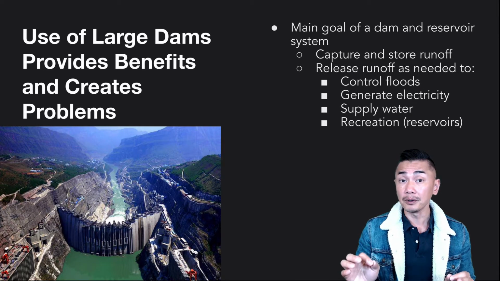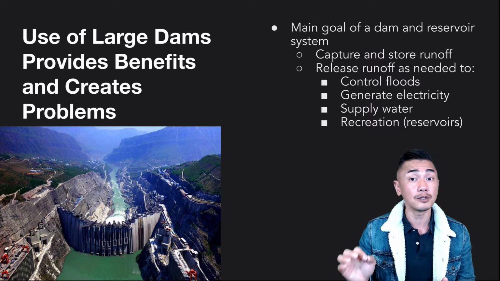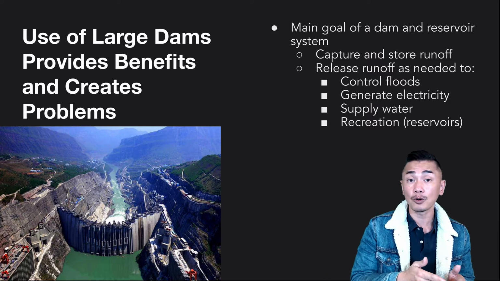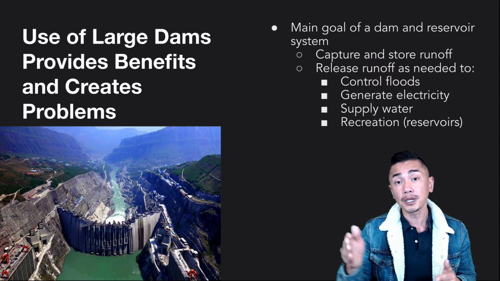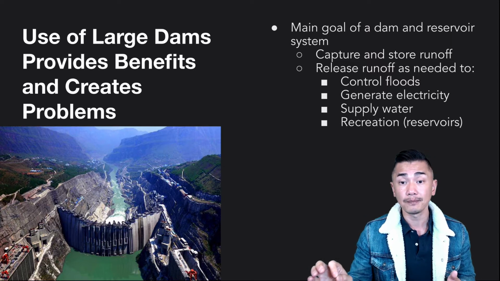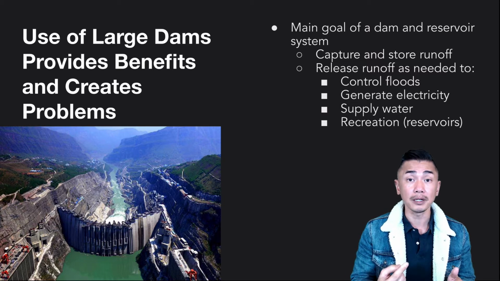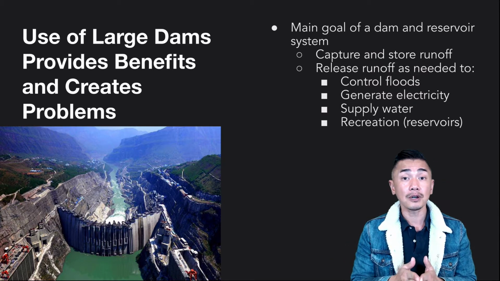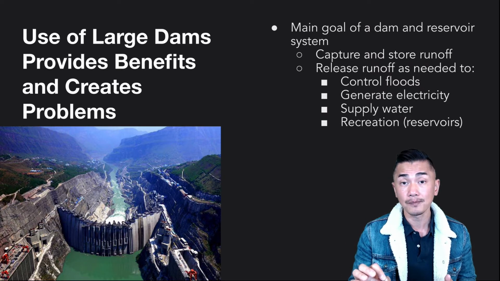The main goal of building a dam and a reservoir behind it is to capture and store runoff. This runoff can be held back or released for different purposes. First, we can hold water back to prevent flooding downstream. Secondly, we can use the water to turn a turbine in a generator to generate electricity. This is called hydroelectric power, or simply hydropower.